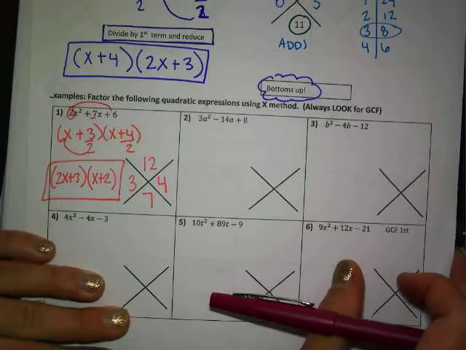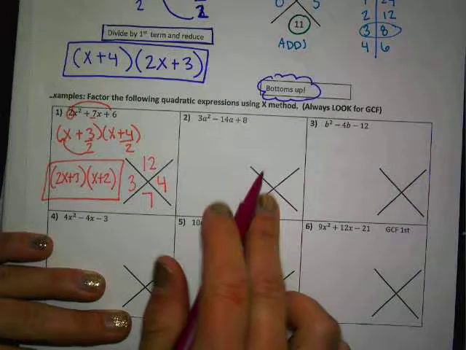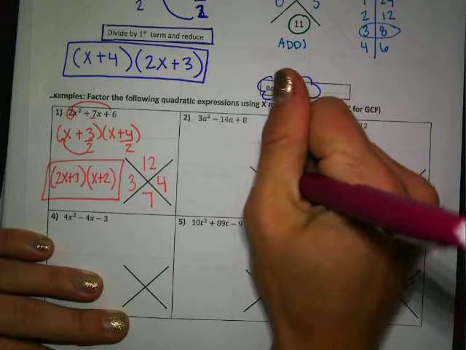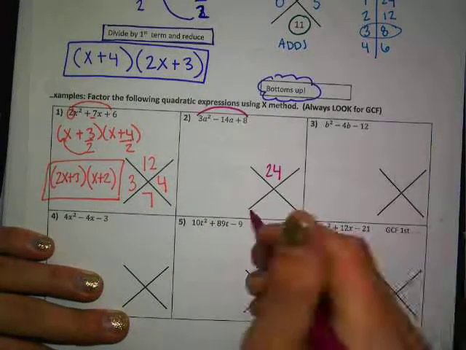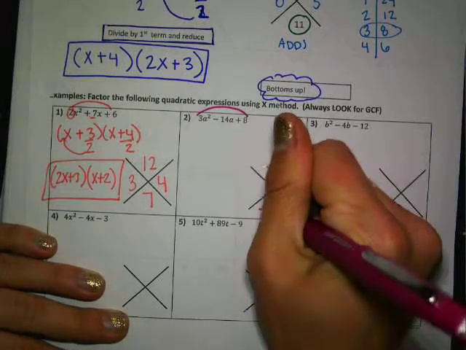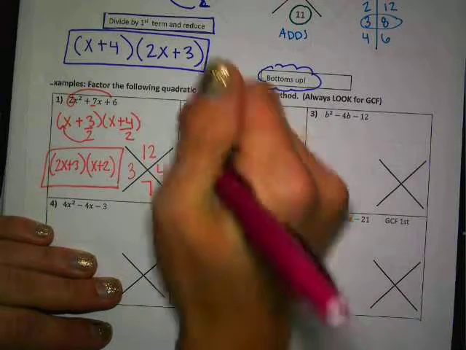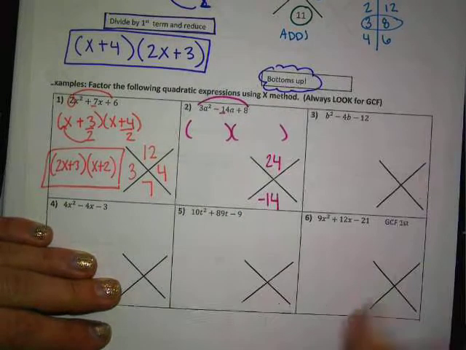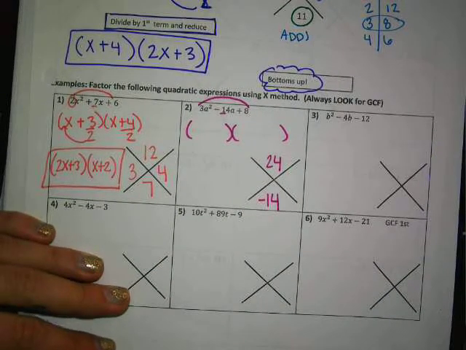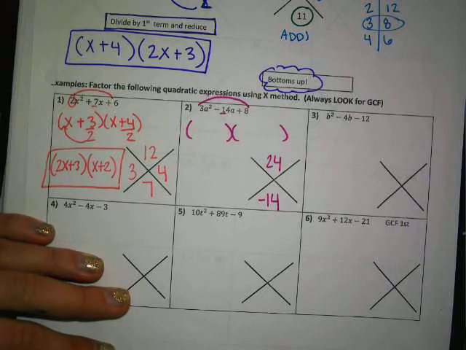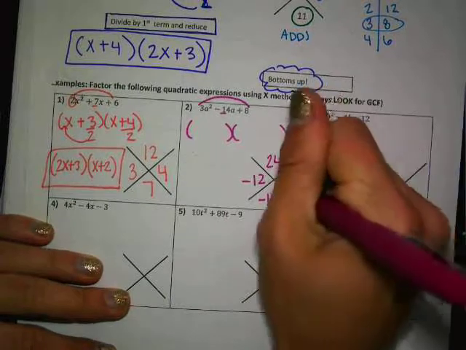All right, number 2. What number goes on top here? 24, 3 times 8. What number goes on bottom? Negative 14. All right, so I want 2 numbers that are going to multiply and give me 24, but add and give me negative 14. Negative 12, negative 2.